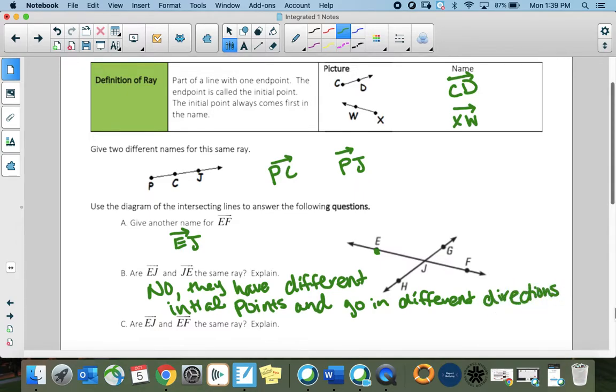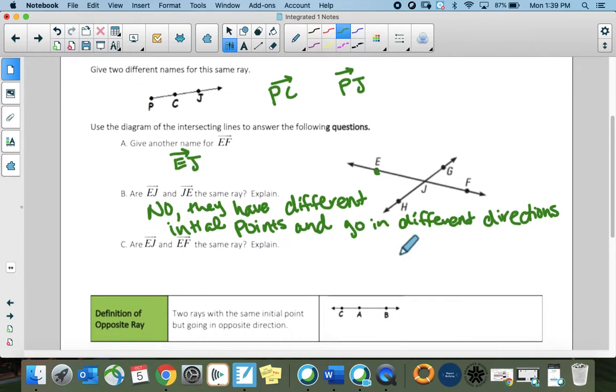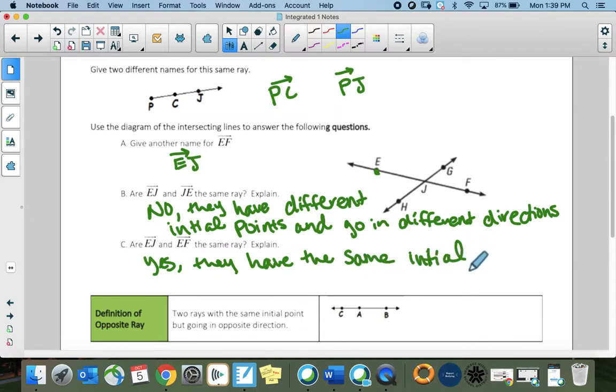Okay, get that written down. Again, as always, feel free to pause if you need to. This next one, how about EJ and EF? Are they the same ray? Yes, they are. They both start at E and they go in the same direction. So yes, they are. They have the same initial point and go in the same direction.